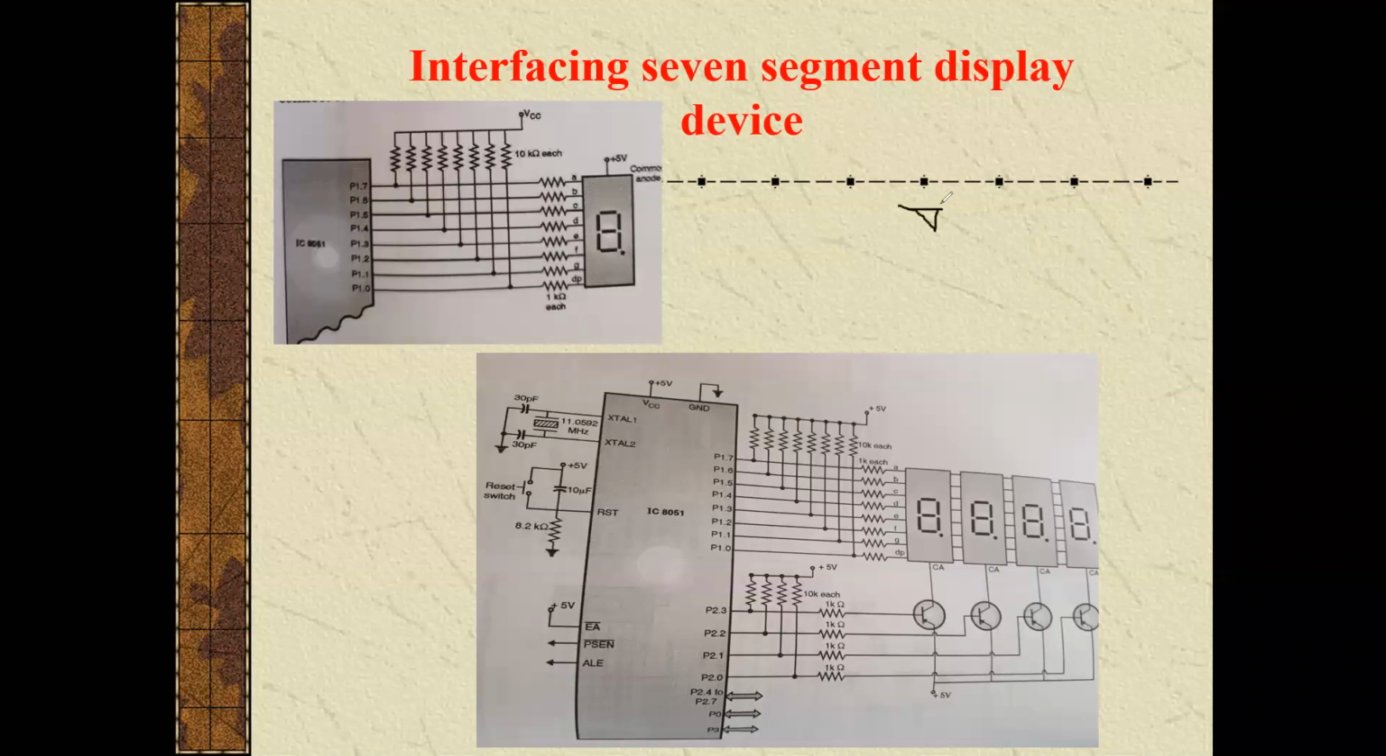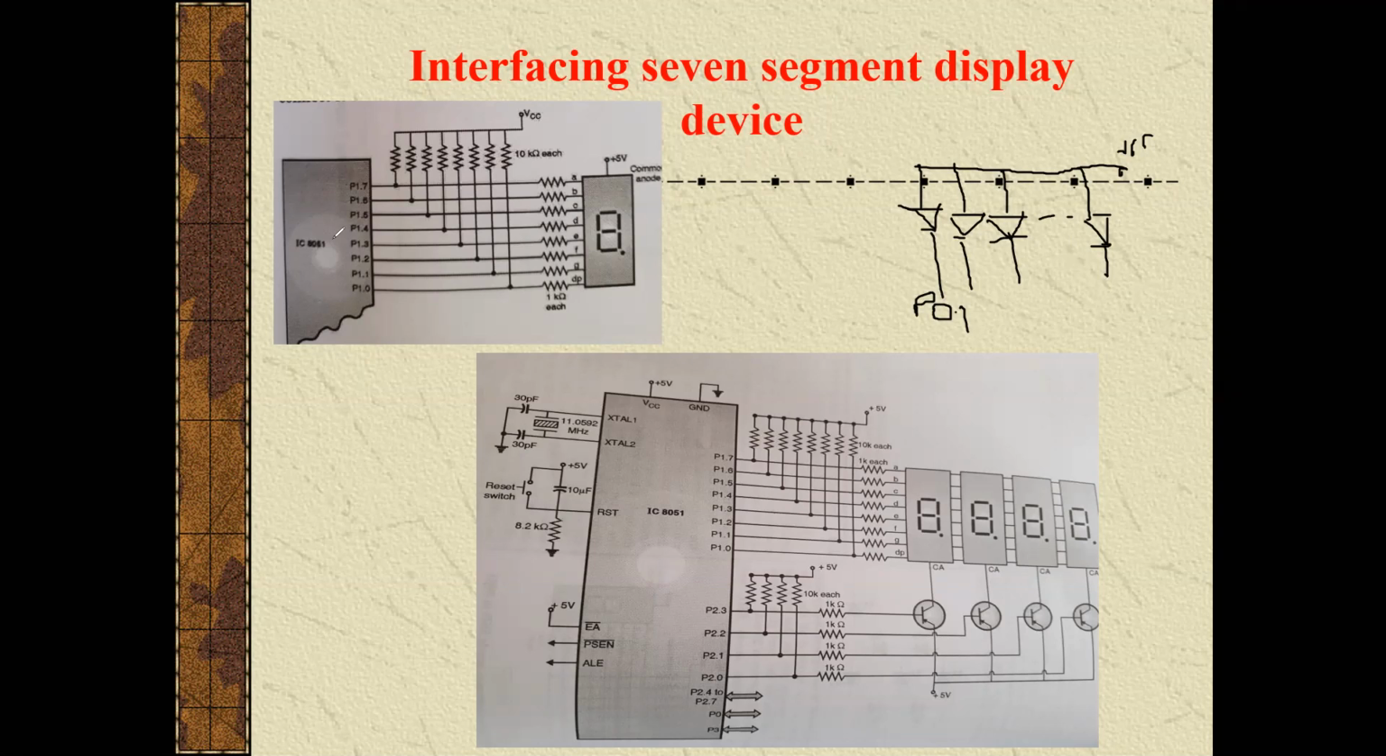For example, assume that these are the 7 LEDs. Common anode is nothing but all the common terminals of the 7 LEDs connected together to VCC, and all the cathode terminals connected to the port of the 8051 microcontroller. So this is the main difference.